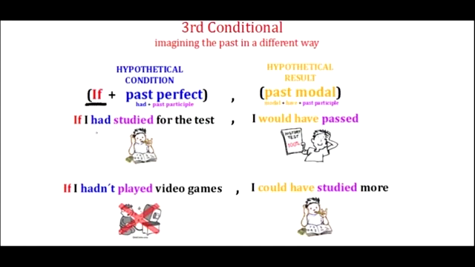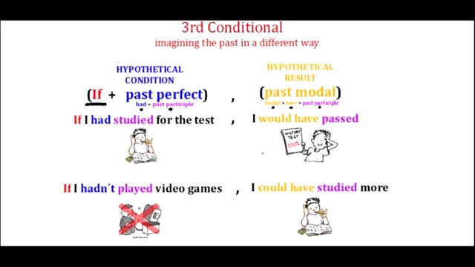And when we're thinking about the past in a hypothetical way, we use the past perfect. So remember the past perfect is had for the auxiliary verb and the past participle for our principal verb. And that's the hypothetical condition. Then in our hypothetical result, we need to use a past modal. And if we remember, a past modal is always some type of modal verb, have for the auxiliary, and the past participle for the principal verb.